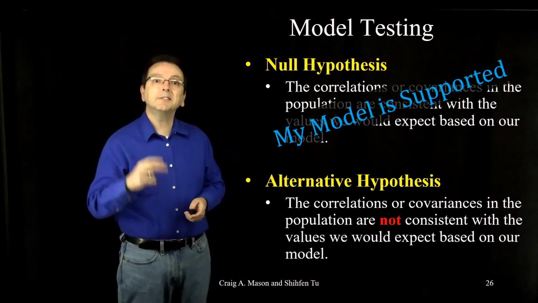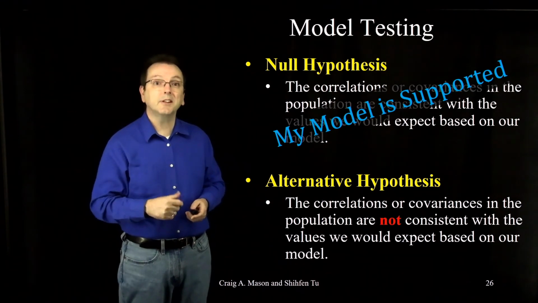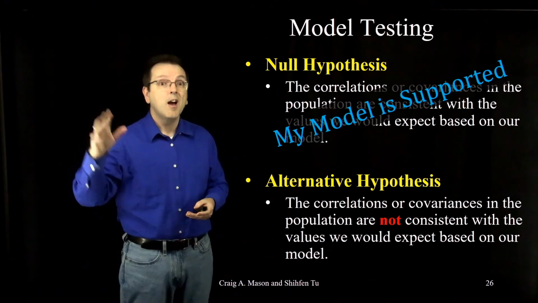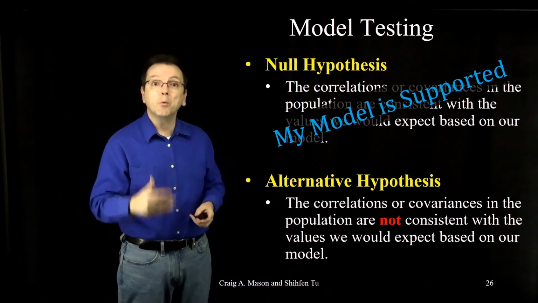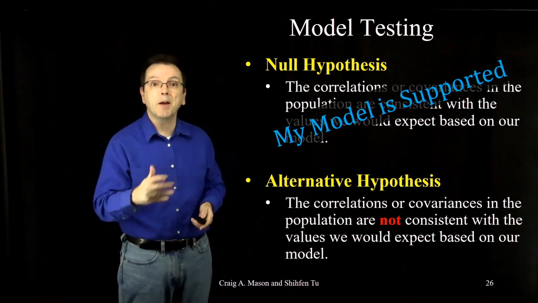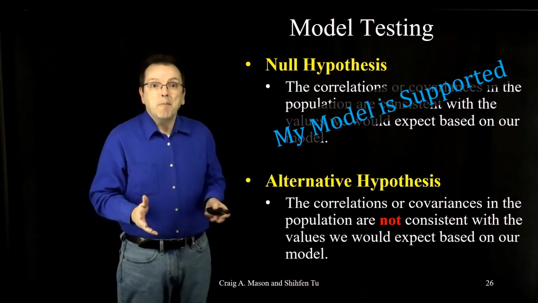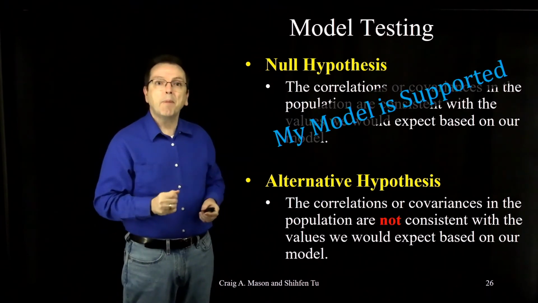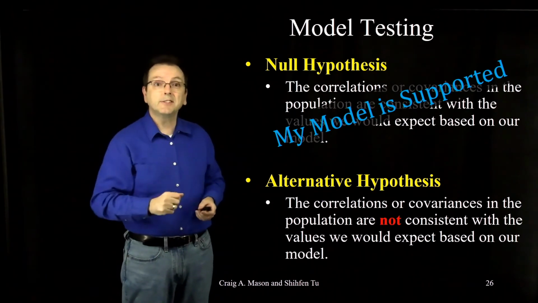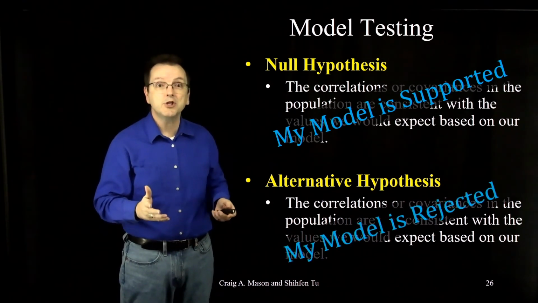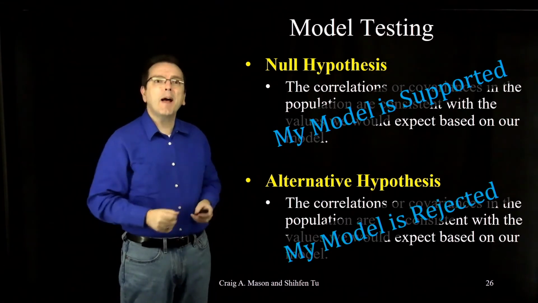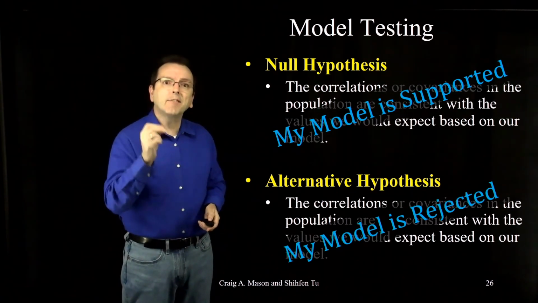In contrast, a significant chi-square suggests that the correlations and covariances in the population are inconsistent with what I would expect to see based on my model. My model doesn't reflect reality. The alternative hypothesis and a significant chi-square means I have to reject my model. Ouch! We talk about this as the model not fitting the data.